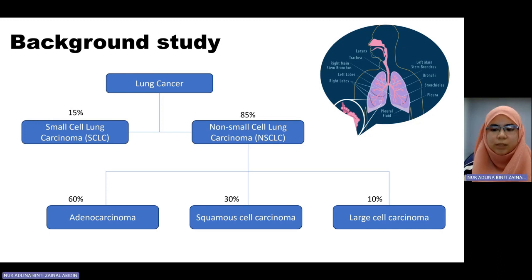NSCLC can also be further broken down into three types, which are adenocarcinoma, squamous, and large cell carcinoma. Adenocarcinoma is by far the most common type of NSCLC diagnosed in lung cancer patients and has a high rate of 60% within the population.